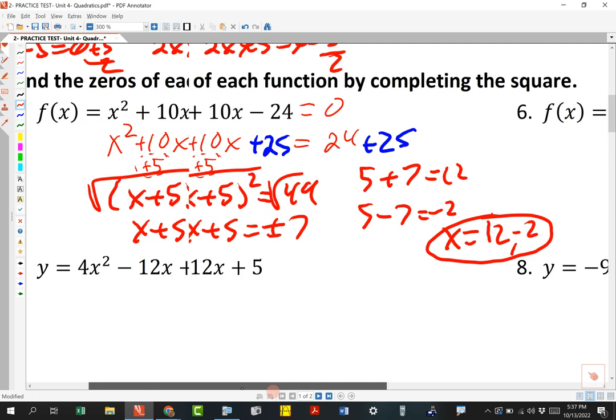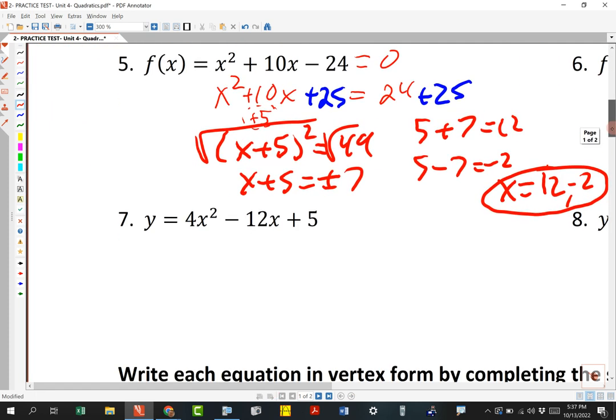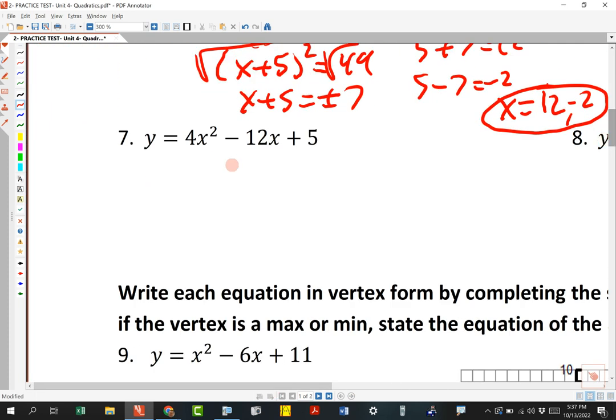Okay, we're going to slide down and take a look at number 7. So on number 7, again, we're solving by completing the square. So I'll set that equal to 0, and I'm going to move the 5 to the other side. So this is going to be 4x squared minus 12x. Save room to complete the square, put the negative 5 on the other side. And then I need to get rid of this coefficient. So I need to divide everything by 4, every term on both sides by 4.